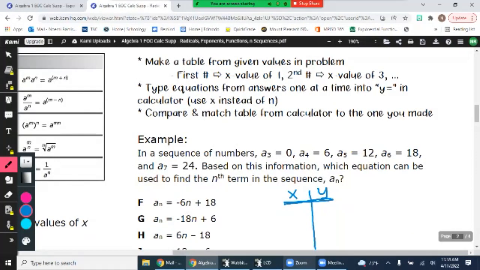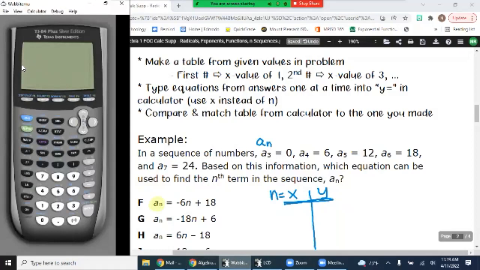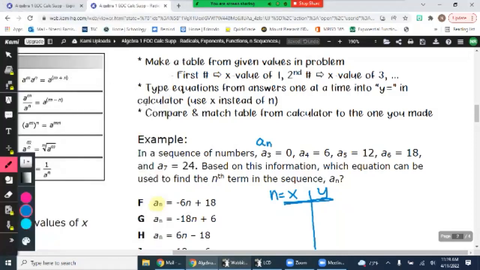But here you see A of N, right? Every equation in my answer choices has an A of N. N is your X. If you look at the calculator, you'll notice that X and N are on the same button, so they're the same thing. Here we're saying that if we plug in a 3, we get a 0 as a Y value. So 3, 0.